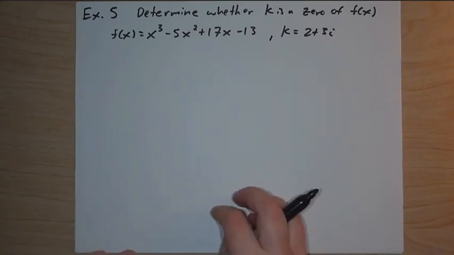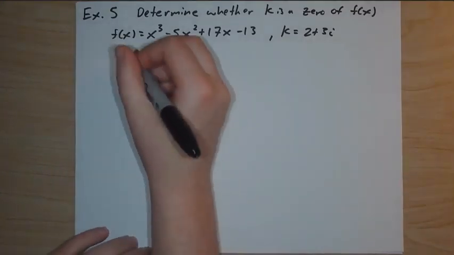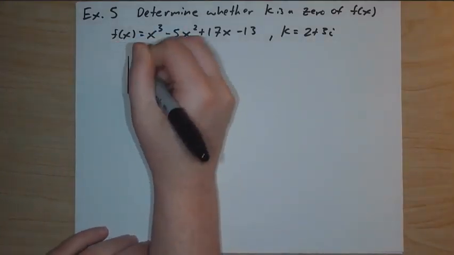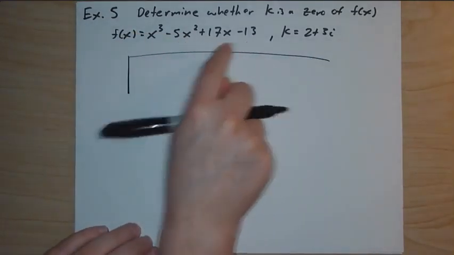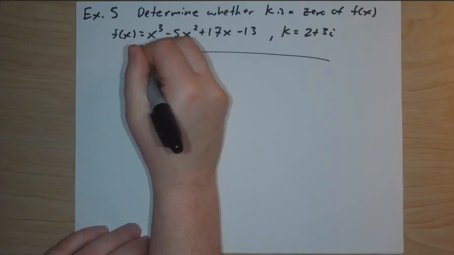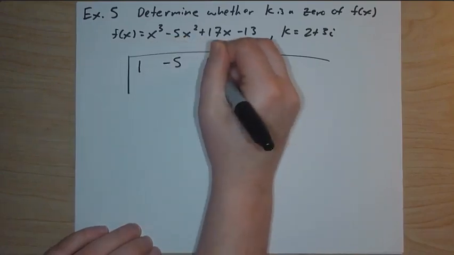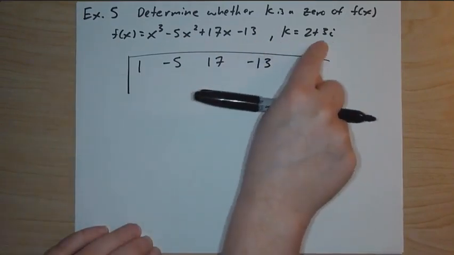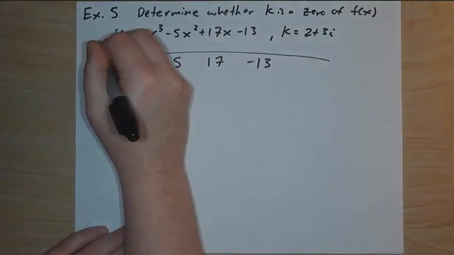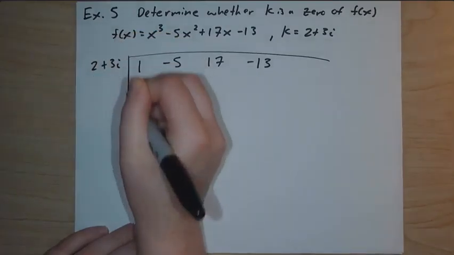So we're going to do this using synthetic division and the remainder theorem. Getting into the synthetic division, we're going to write down all of our coefficients in a line. So we have 1, negative 5, 17, negative 13, and we have our k, which is 2 plus 3i, so we're going to write that over here, 2 plus 3i.